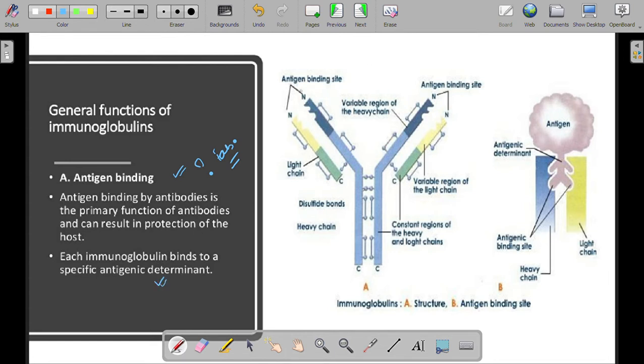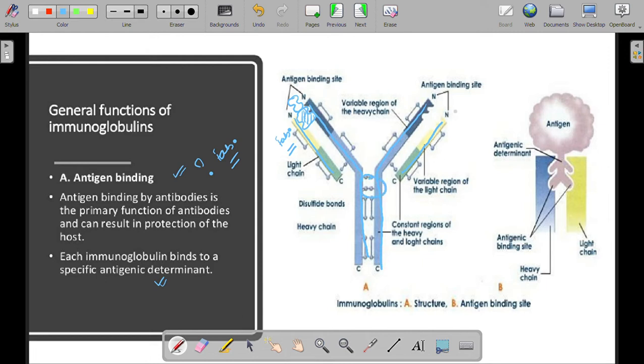So these are the antigen binding sites. Suppose this is an antigen. This has a similar shape, so this will bind here and this will bind here like this. This portion is the Fab portion, and this is the light chain, this is the heavy chain. Again here is the light chain and this is the heavy chain. And these are the disulfide bonds.